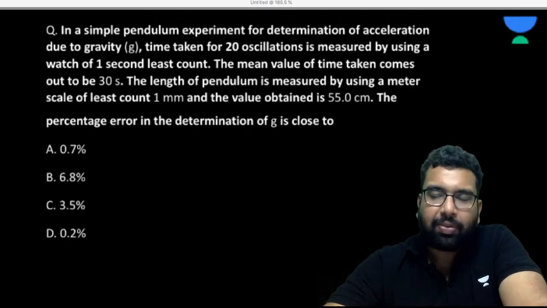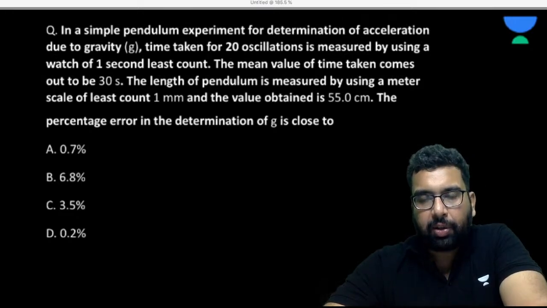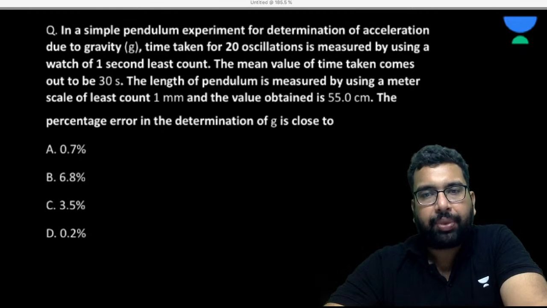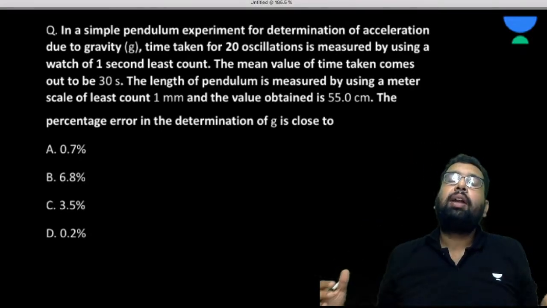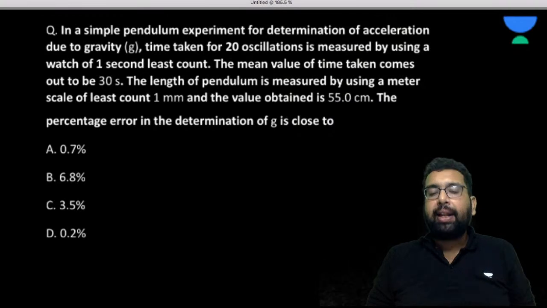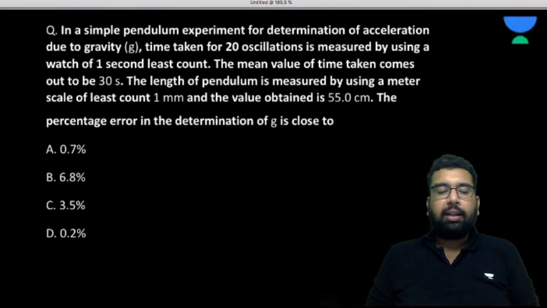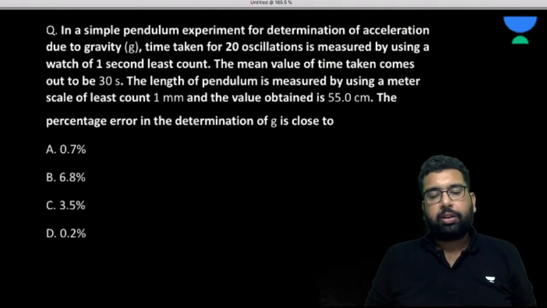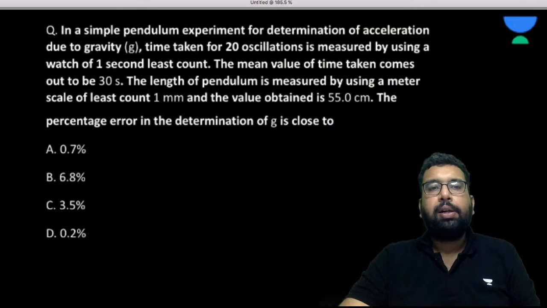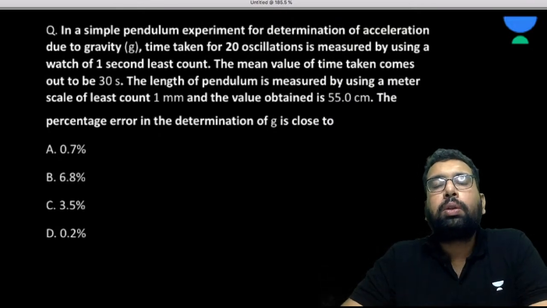Now let's try this question. This is one of the previous year questions. In this section I'll try to explain this error analysis thing in the form of questions. Please do this question. So how can we do this question? Let's read the question first.